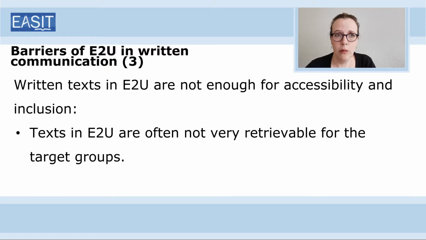As easy and plain language text offers are mostly additional offers, they are not placed in front row or on the entrance pages and are thus often not very retrievable. So the target groups may have a hard time finding the text offers, even though they are especially designed for them.